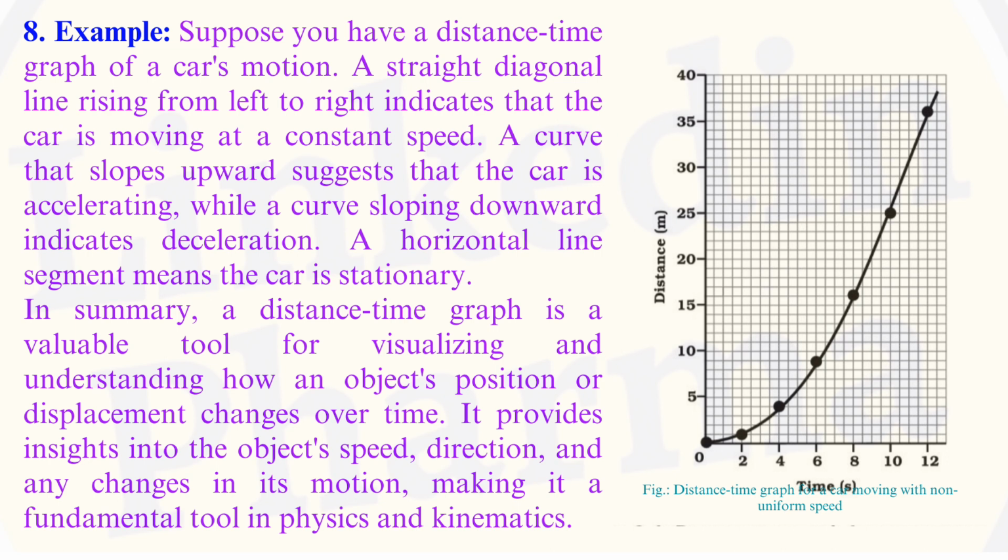In summary, a distance time graph is a valuable tool for visualizing and understanding how an object's position or displacement changes over time. It provides insights into the object's speed, direction, and any changes in its motion, making it a fundamental tool in physics and kinematics.